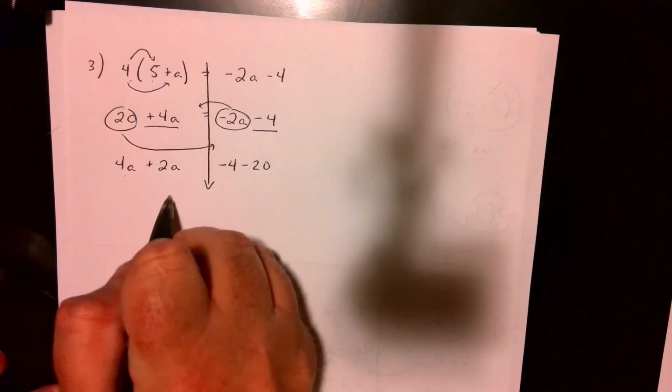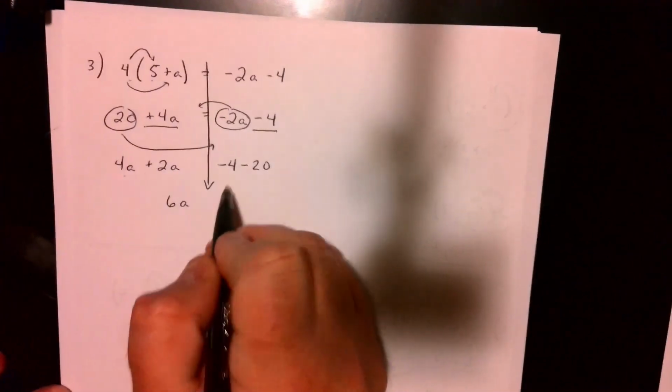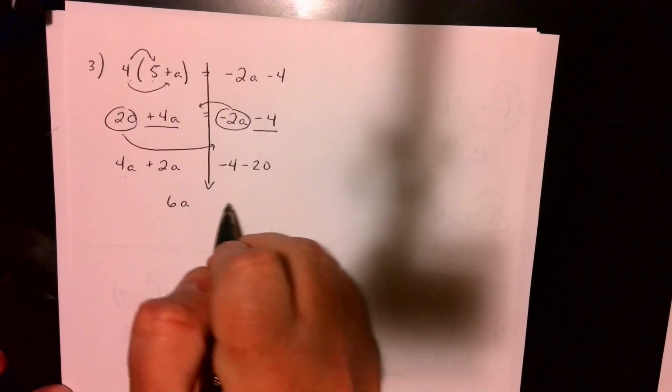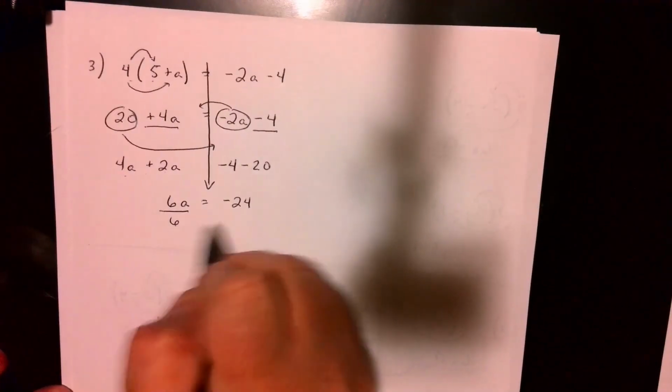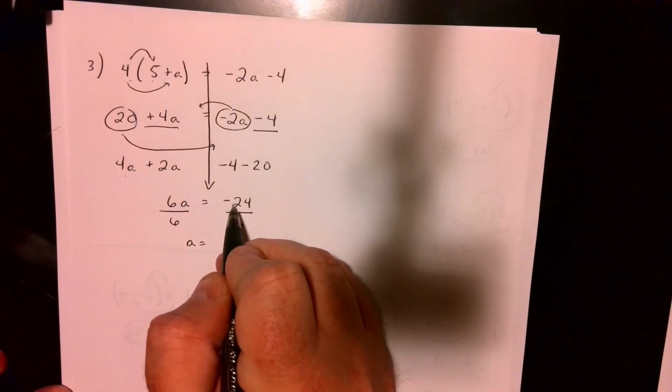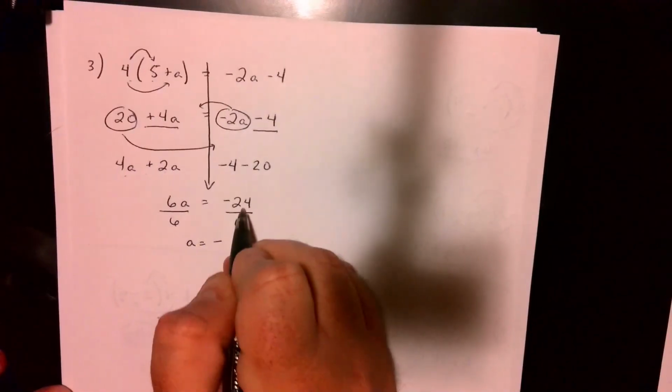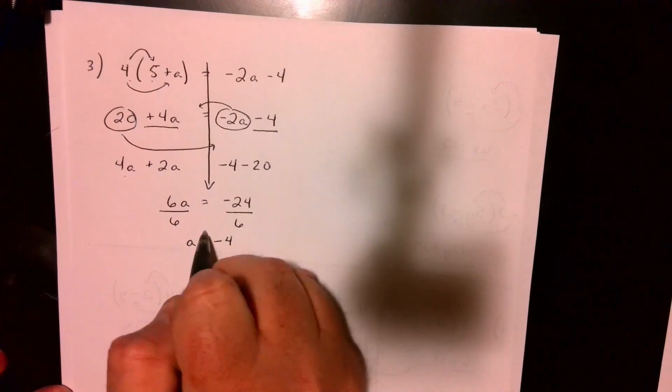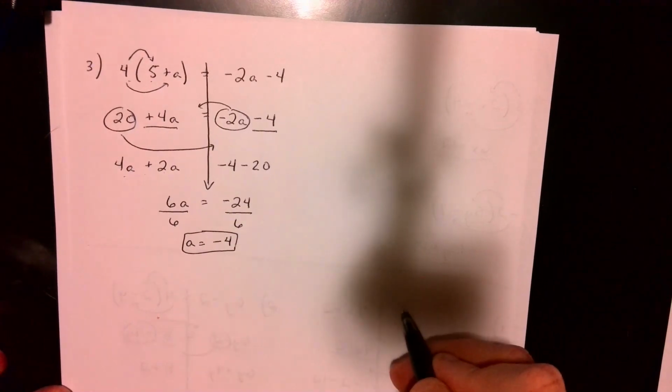4a plus 2a makes 6a. A negative 4 and a negative 20 make negative 24. Final step, divide by 6, divide by 6. A must be negative, divided by a positive is a negative. 24 divided by 6 is 4. And there's your final answer.